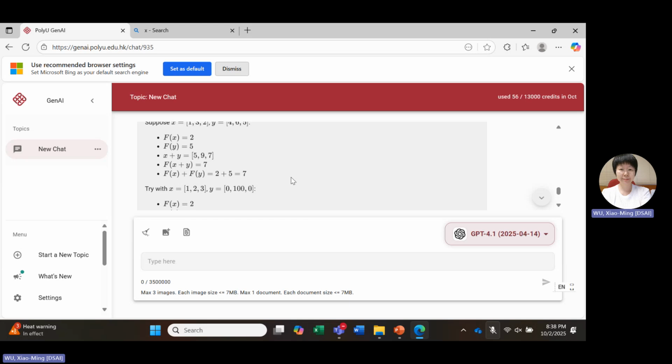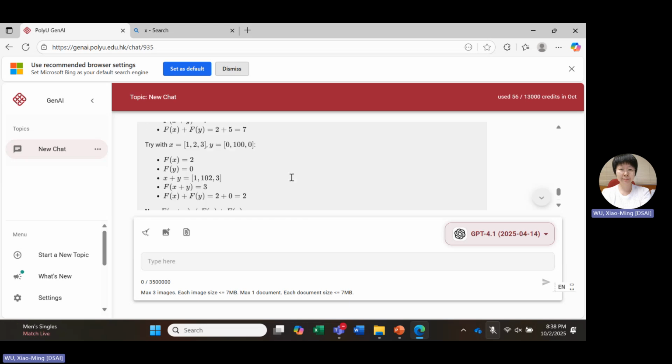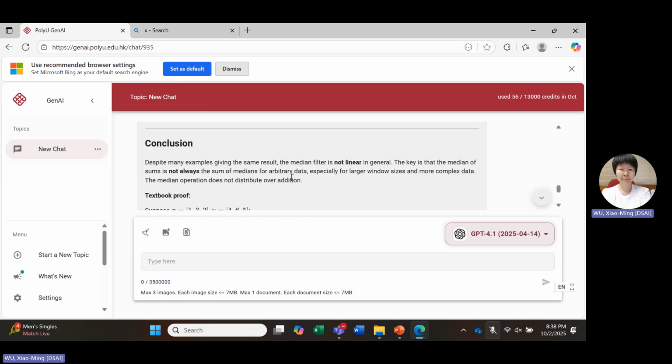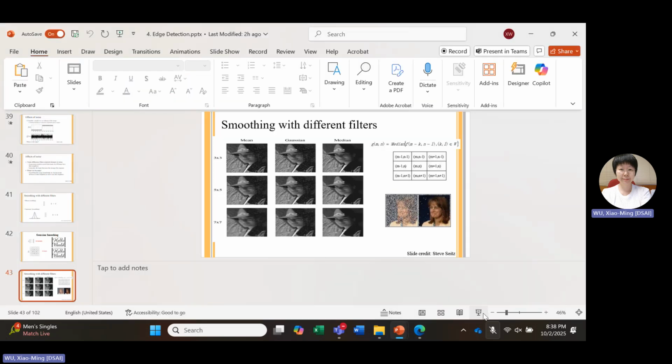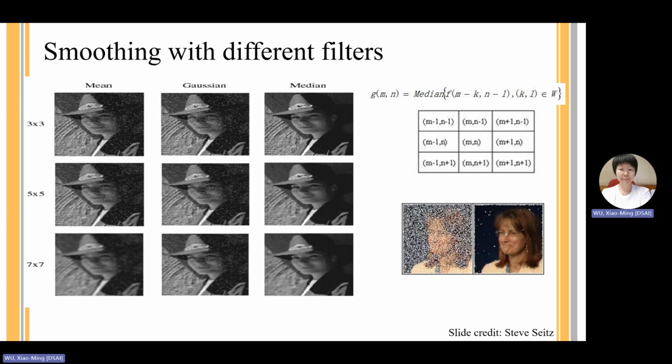Well, I cannot find that one. Anyway, if you lack examples, just try GPT, and sometimes it can give you some inspiration.